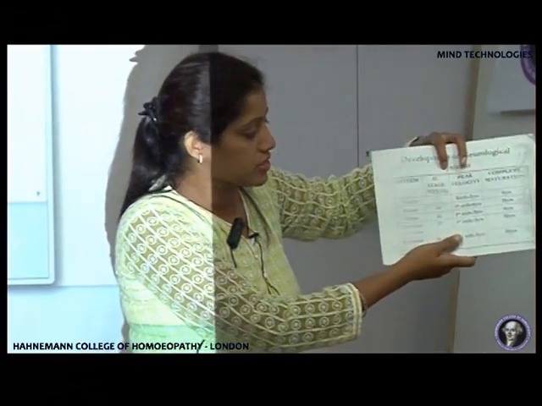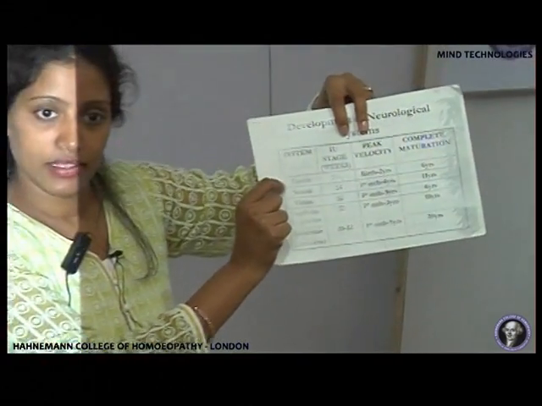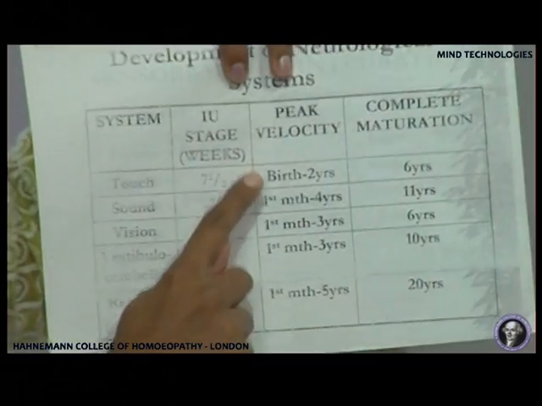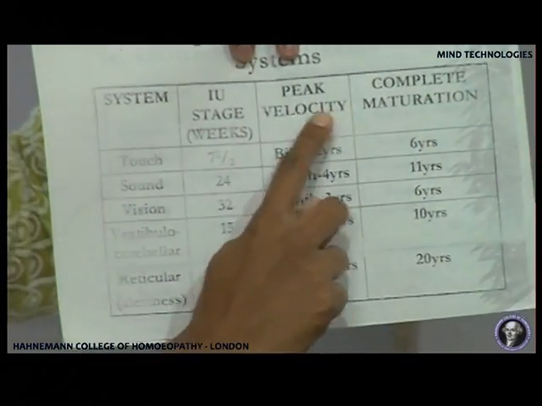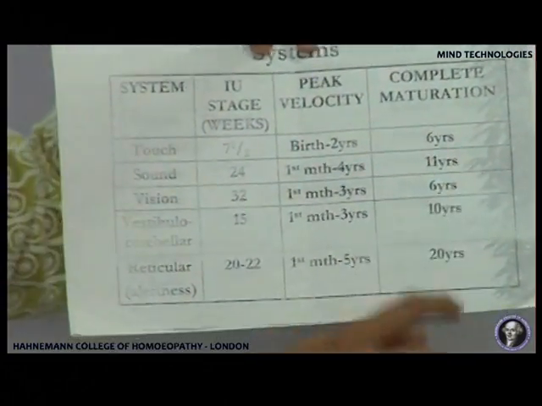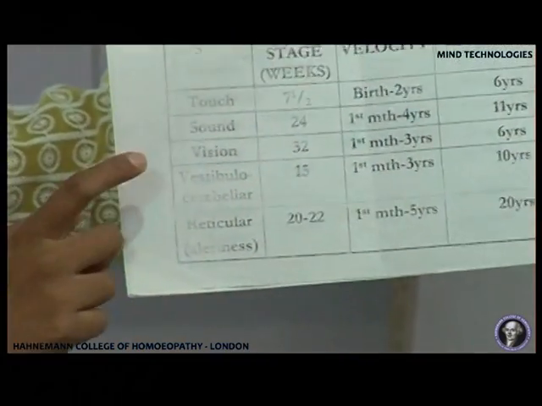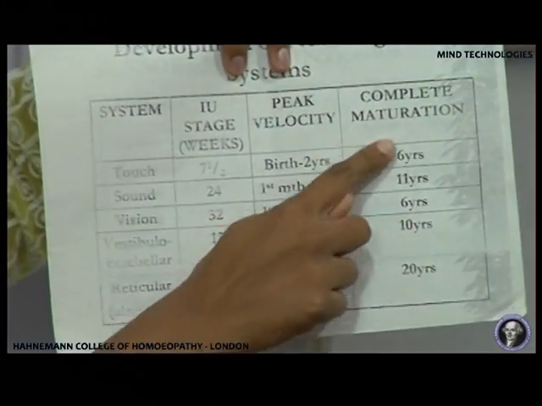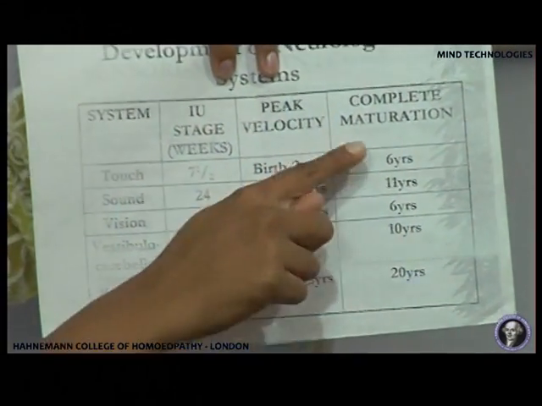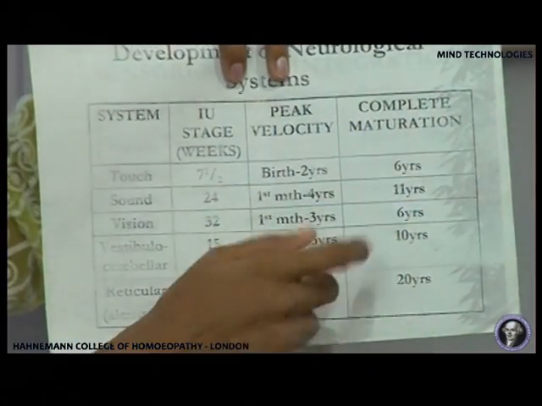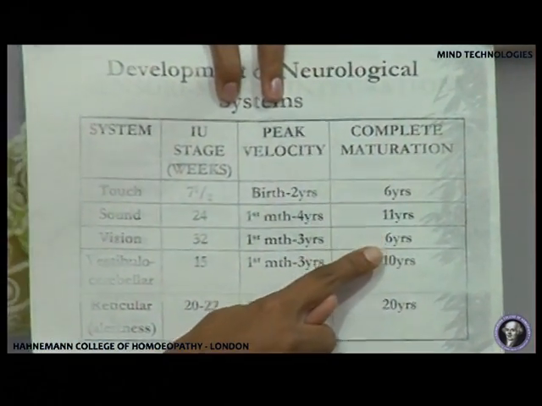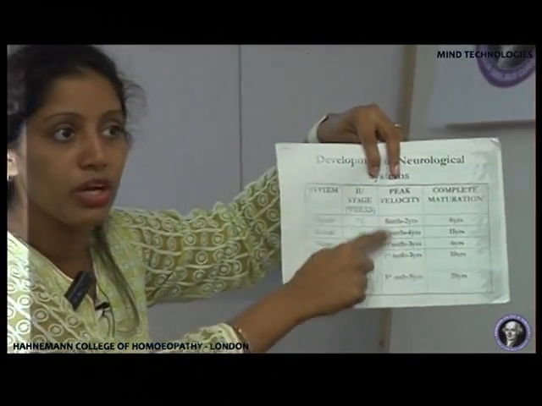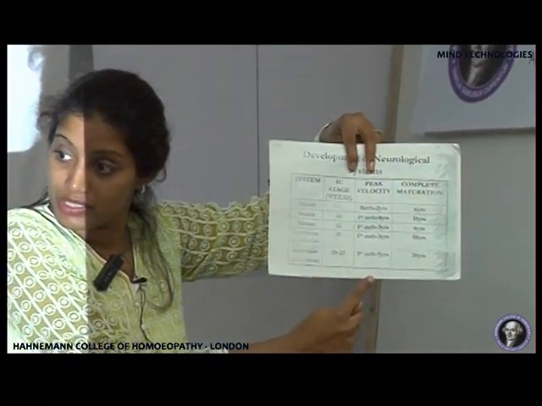Now let us go through this. Tactile, that is the touch sensation, starts at 7.5 weeks in the intrauterine stage. Birth to 2 years is the peak velocity, complete maturation in 6 years. If you see the last column here, you would find that the first maturation level age-wise would be around 5 to 6 years. That's the reason to utilize the period in the peak velocity, which is the first 2 to 3 years.